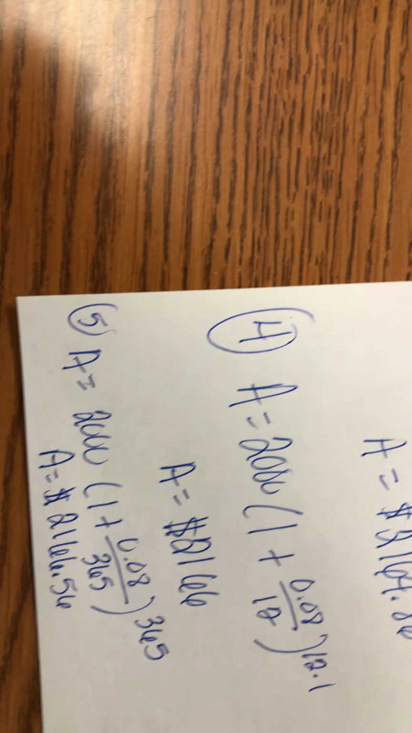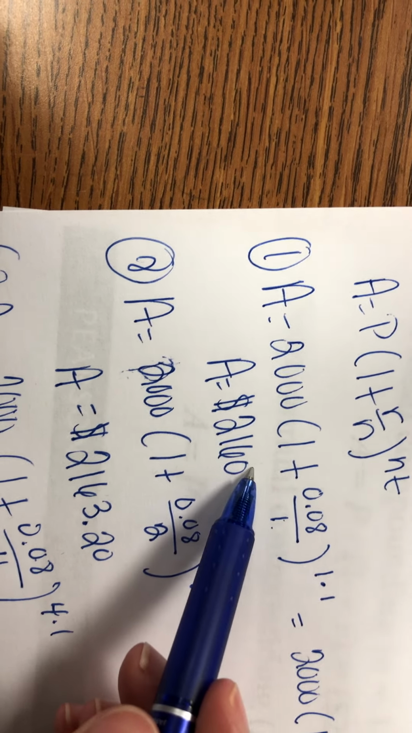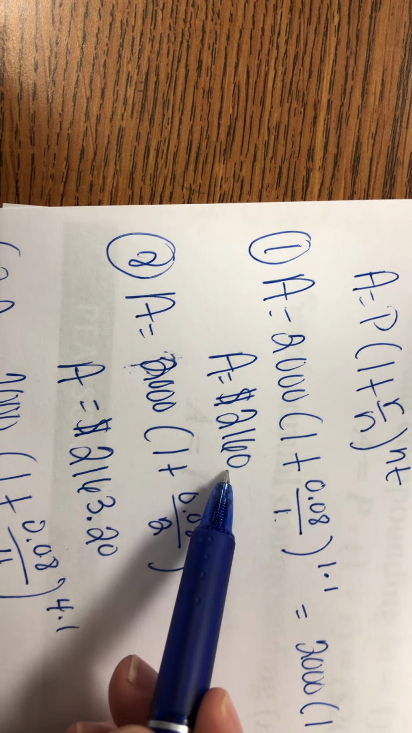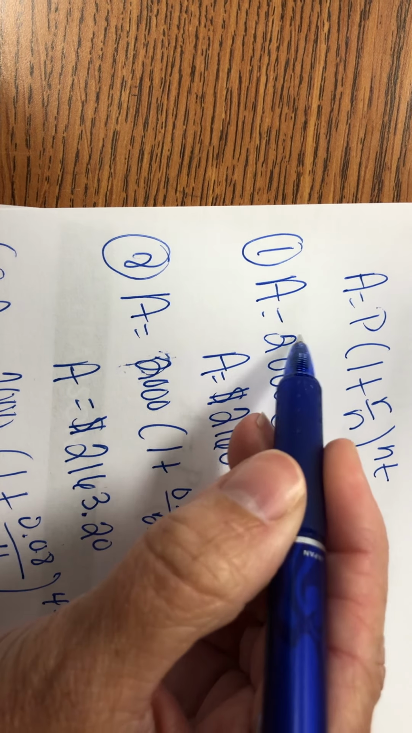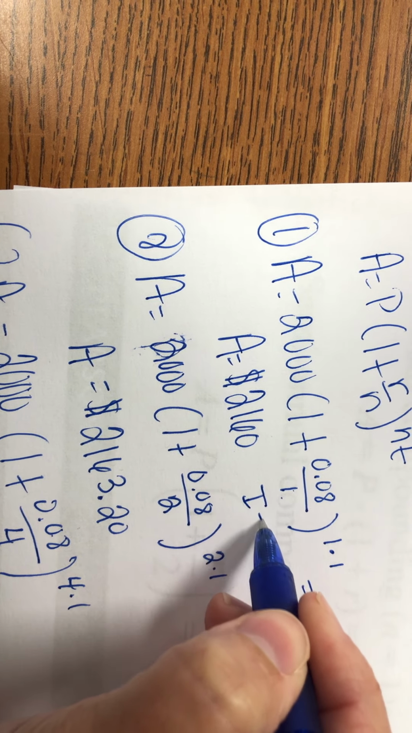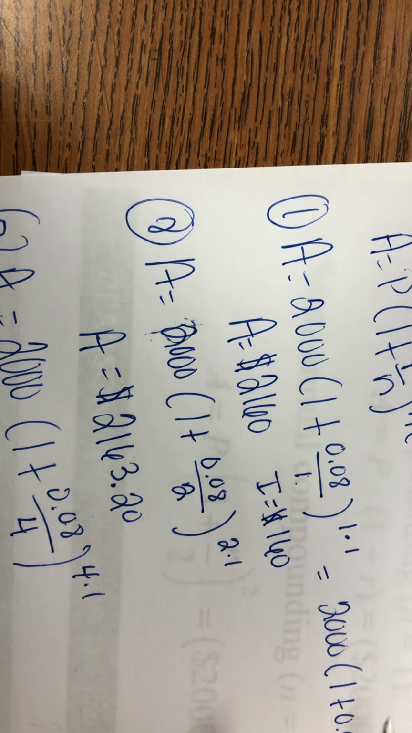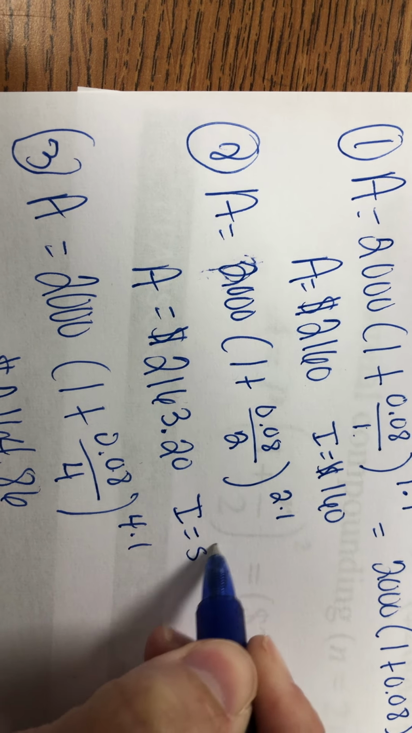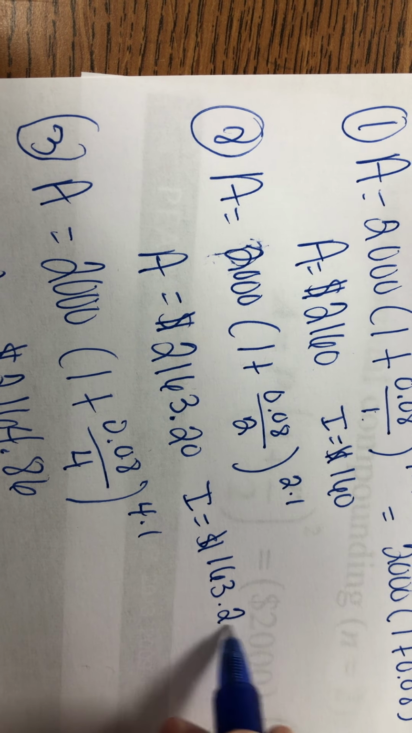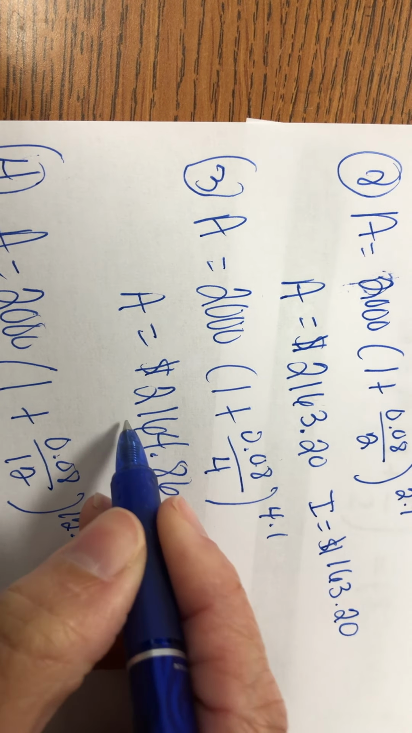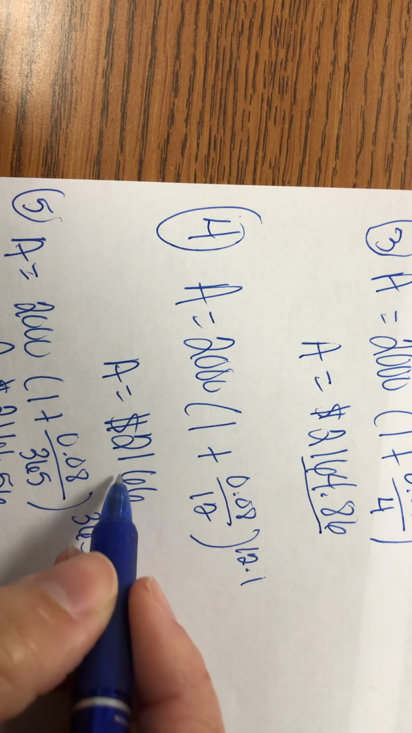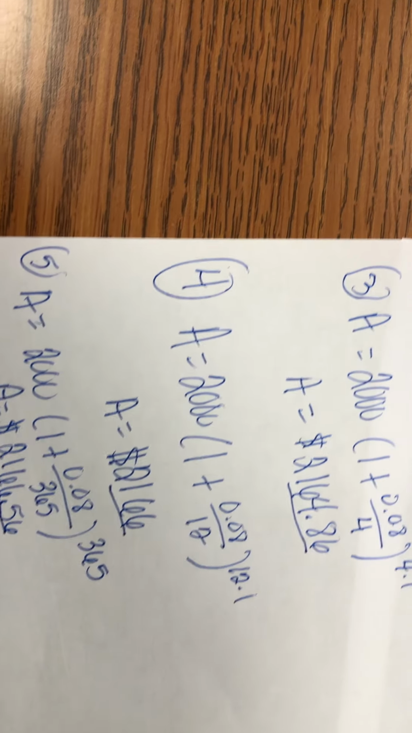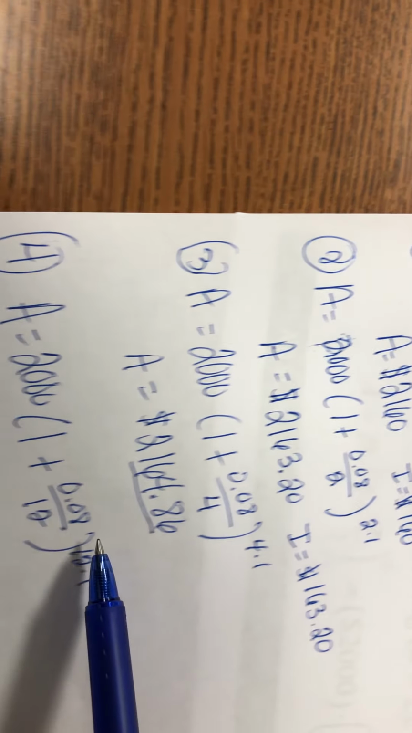Okay, so you see that we started off compounding 1 time a year and we have a balance of $2,160. Since we started off with $2,000 in principal, that means our interest was $160. Here, when we're compounding semi-annually, our interest is $163.20. And then you can see our interest is $166.56. Okay, so as we compound more, we make more money.